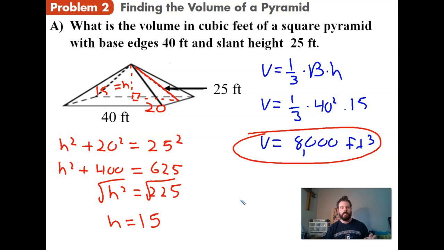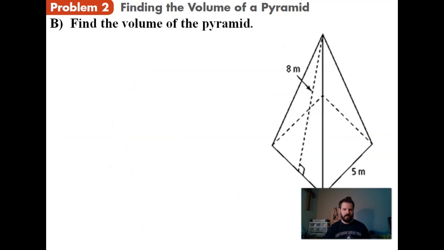All right, part B is the same idea. Okay, why don't you take a minute, pause the video, work through part B, and then hit play to check your answer. All right, so going through part B, once again, we've got the wrong height. I know my slant height. I need to find this height right here.